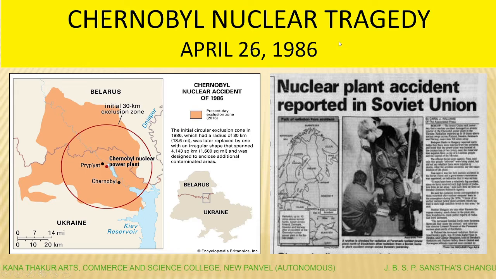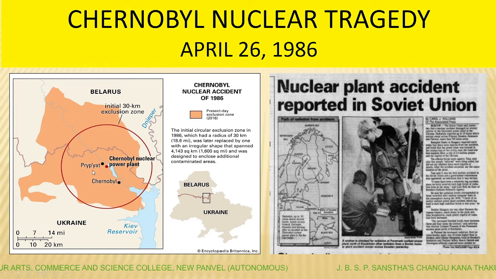The Chernobyl nuclear tragedy, April 26, 1986. In Ukraine, which was a part of the Soviet Union, in the year 1986, there was a major nuclear leak in the Chernobyl nuclear power plant. The plant was located in Pripyat city. Because of a technical error, there was a nuclear disaster on 26th April 1986.